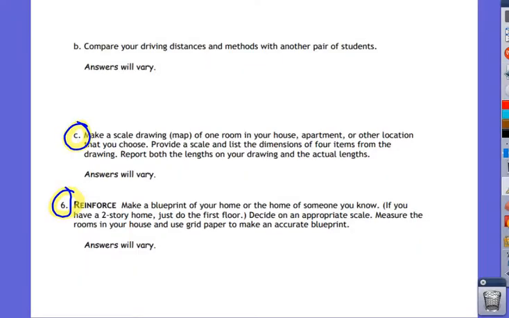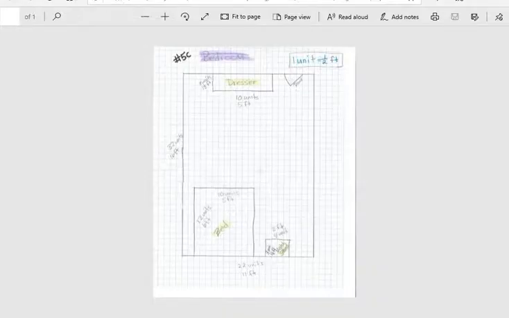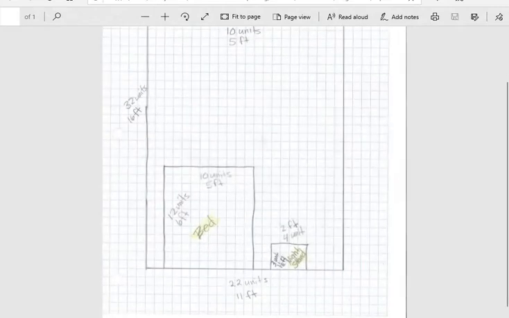You need to write under 5C, 1 unit equals 1/2 foot. Half a foot. That is the scale I want you to use. 1 unit equals 1/2 foot. So looking back at my diagram, you have to have at least 3 objects in your room. So I have 3 objects.